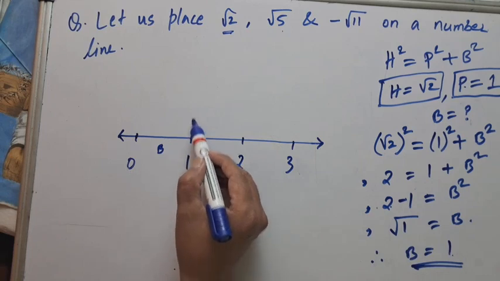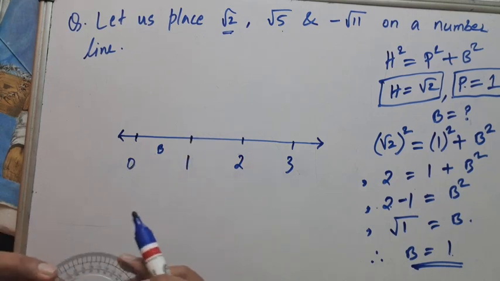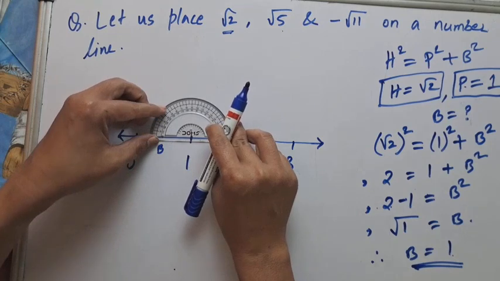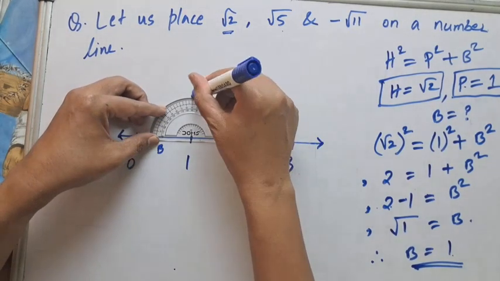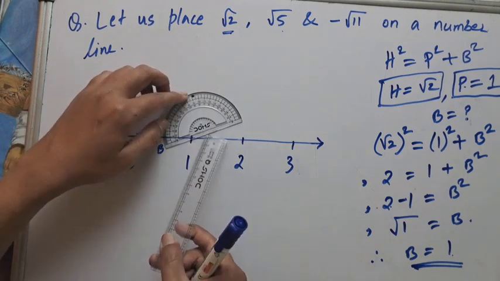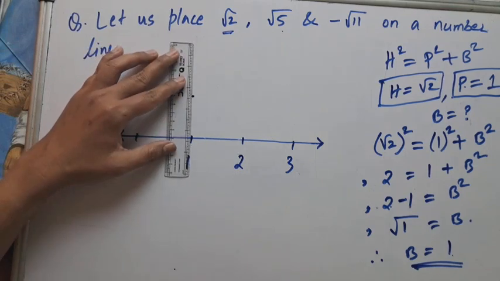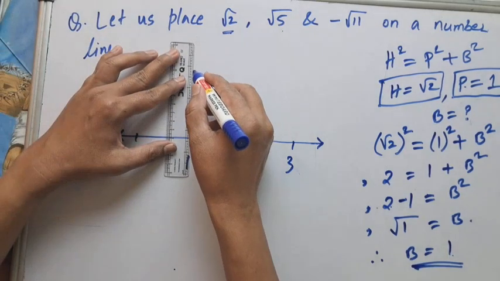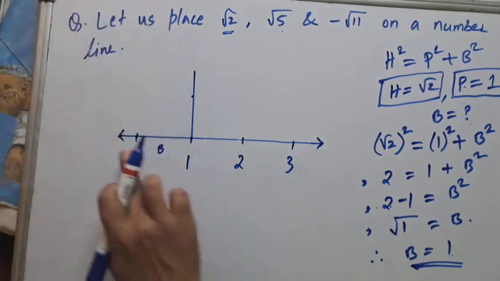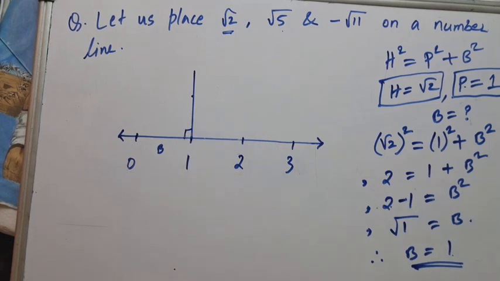Now we draw a perpendicular line from this point. We can use a compass as well, but right now I'm using a protractor. So this is 90 degrees. Now using a scale we can draw a perpendicular line here. So this is perpendicular to the baseline, and this is 90 degrees.